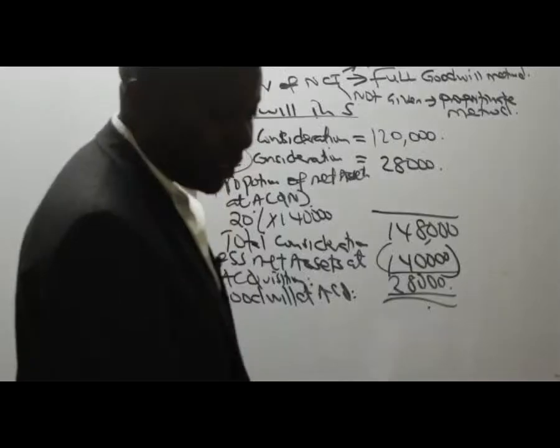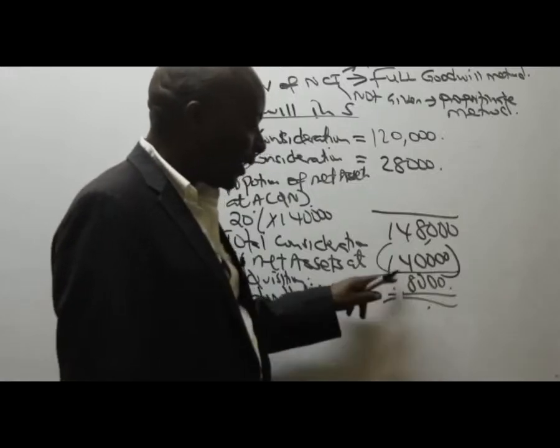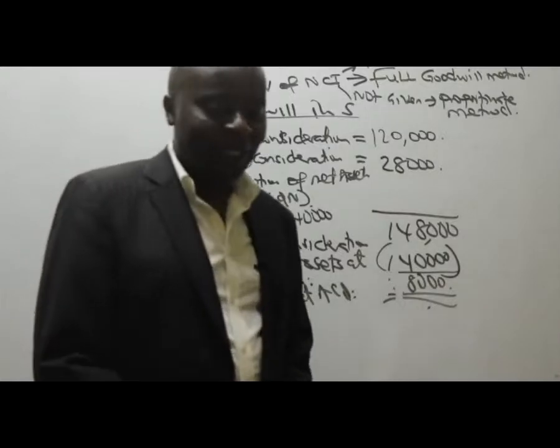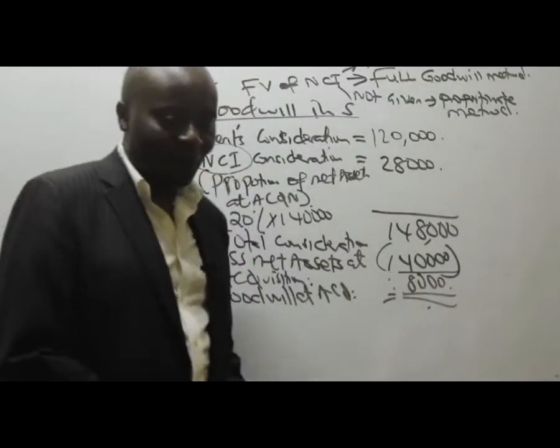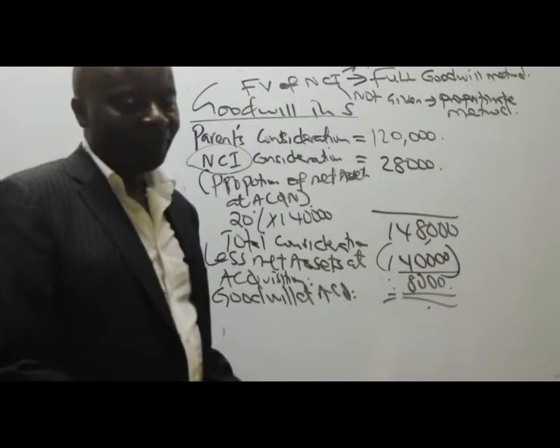This is supposed to be 148 minus 140. Where did I get 20? It's 8,000. Are we together there? That goodwill is supposed to be 8,000.